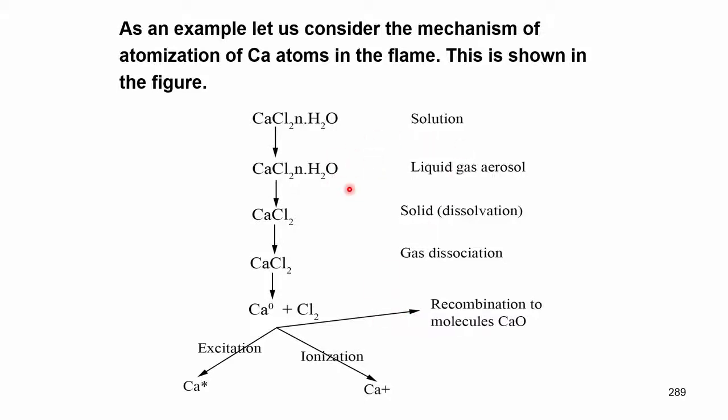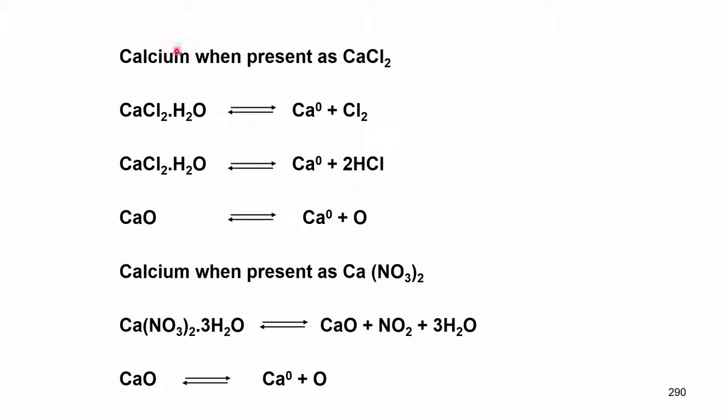So, this is a typical scheme. When calcium is present as calcium chloride, these are the reactions that take place. One is formation of calcium chloride hydrate, and that gives calcium atoms, and CaCl2·H2O can also react to give you calcium and hydrochloric acid.